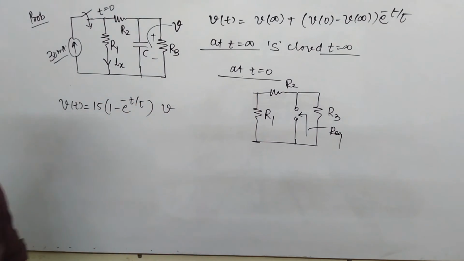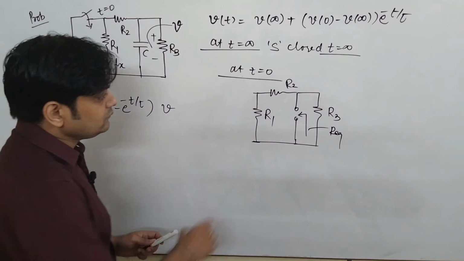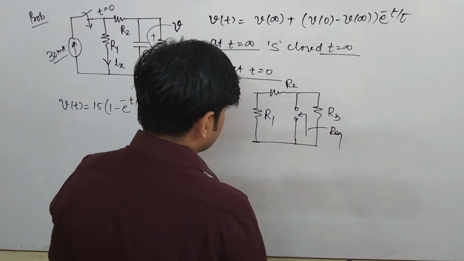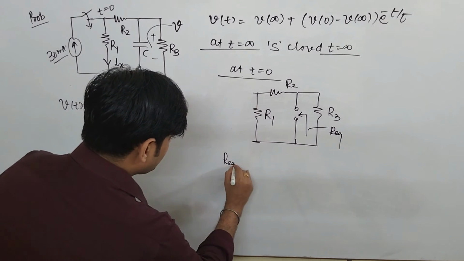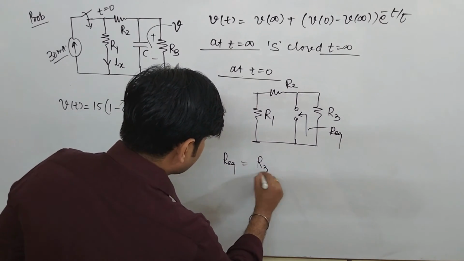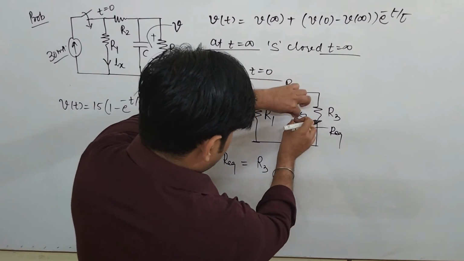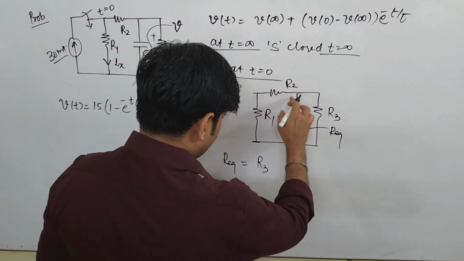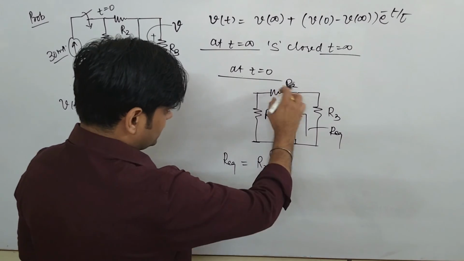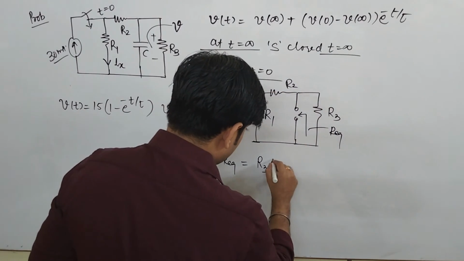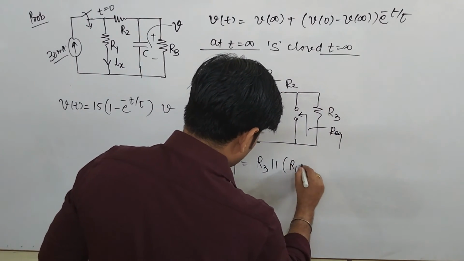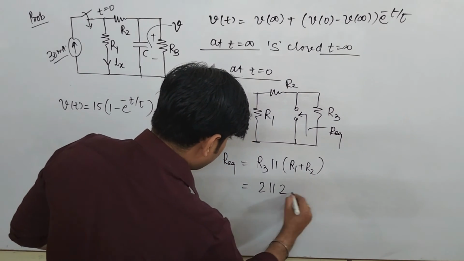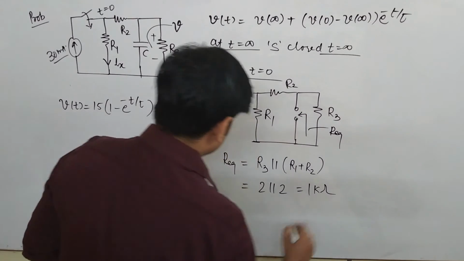Very simple. These two resistances are in series and that combination is in parallel. So R equivalent is equal to R3 in parallel with the series combination of R1 plus R2. R3 is 2 parallel with 2, that comes to be 1 kilo ohm. So this is your R equivalent.